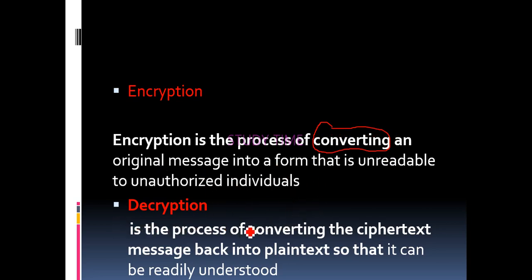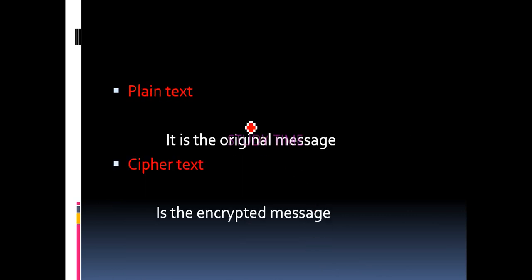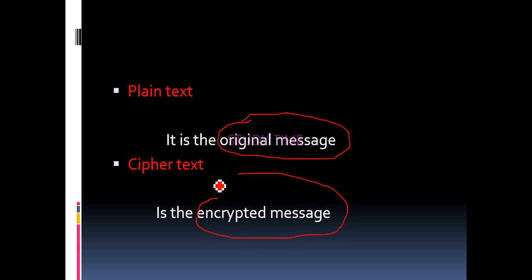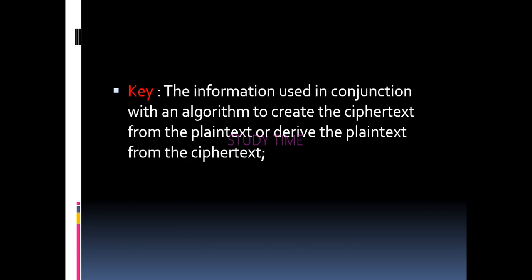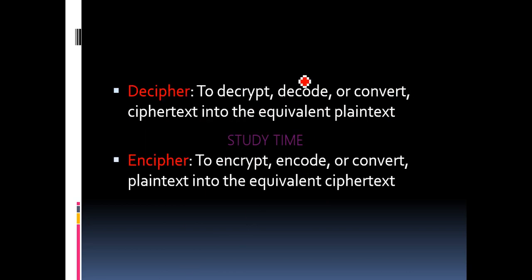Decryption is the process of converting the ciphertext message back into plain text so that it can be readily understood. Plain text. It is the original message. Ciphertext is the encrypted message. Key, the information used in conjunction with an algorithm to create the ciphertext from the plain text or derive the plain text from the ciphertext. Decipher, to decrypt, decode, or convert ciphertext into the equivalent plain text. Encipher, to encrypt, encode, or convert plain text into the equivalent ciphertext.